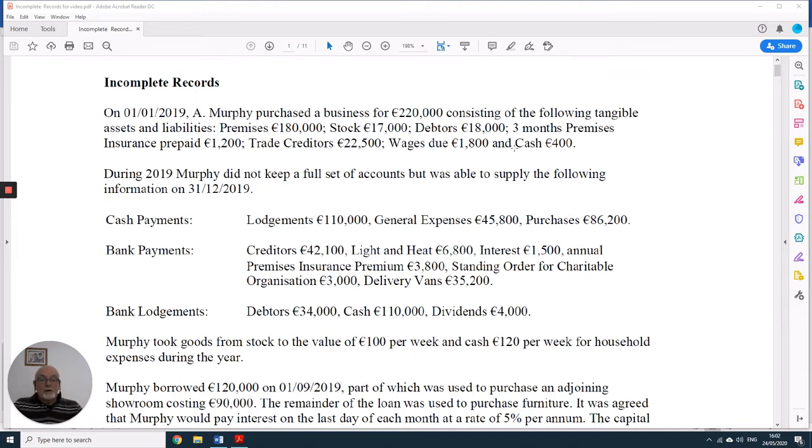As we saw in our earlier video, finding the opening capital, the firm started off with cash worth 400 here at the start of the year. And then during the year, they made those cash payments. They transferred 110,000 to the bank. They paid general expenses of 45,800, and they purchased goods for 86,200. That will be our cash purchases. We'll see later.